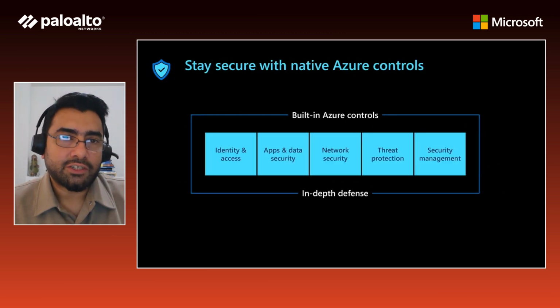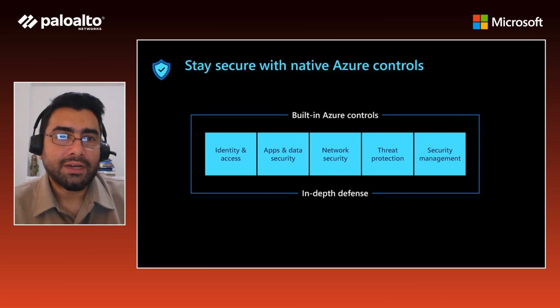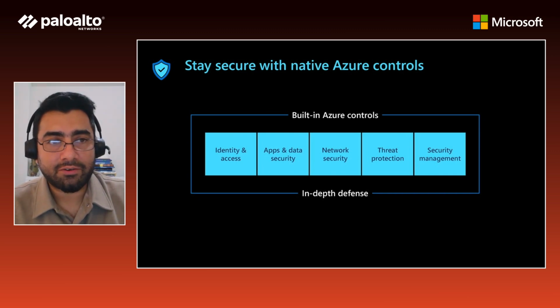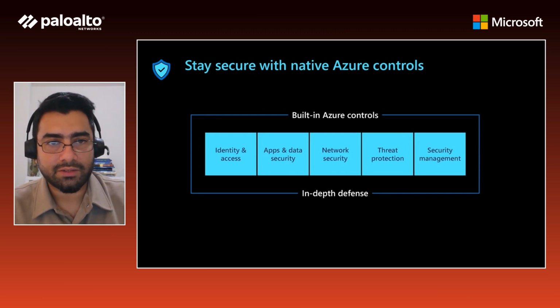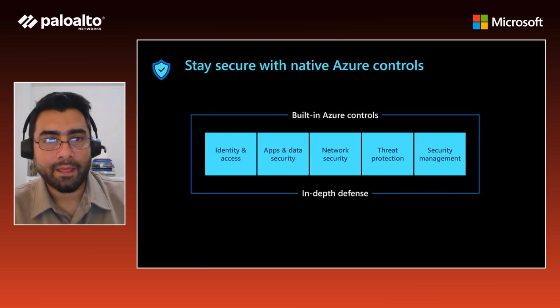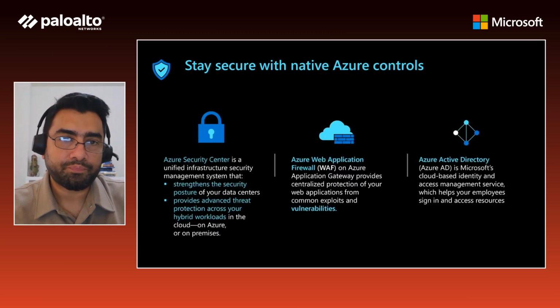So, stay secure with the native Azure controls. In the native Azure controls, we look into the built-in Azure controls, which include identity access management, app data security, network security, threat protection, and secret management, defense in depth. So these are the five things we look into for built-in Azure controls. These are the endpoints already provided from the Microsoft side, from Azure. So look into identity access, data protection, network security, threat protection, and security management as well. There are dedicated services for all these features that can be used for your solution to make your solution more secure.